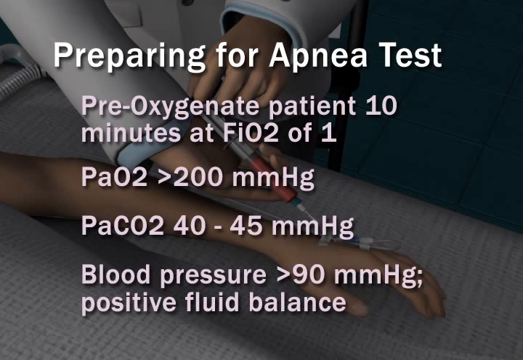After oxygenation, we should have an arterial PO2 of more than 200 millimeters of mercury. The arterial PCO2 should be around 40 millimeters of mercury. Then, if the patient has a normal blood pressure of at least 90 millimeters of mercury with no negative fluid balance and is oxygenating well, we can start the apnea test.